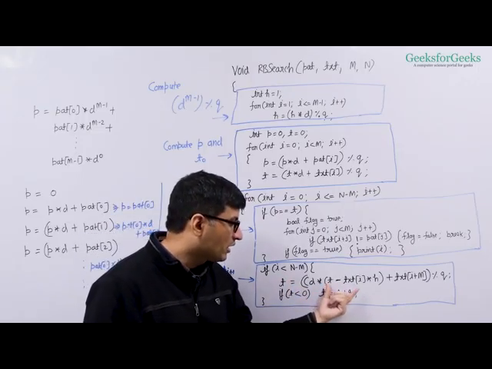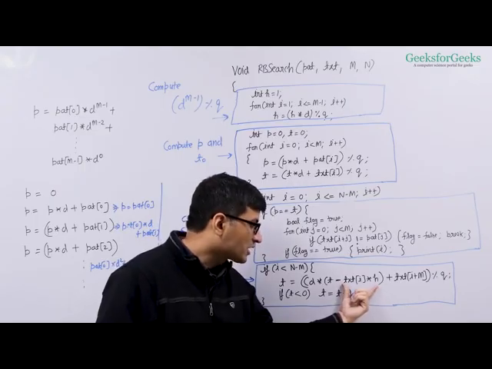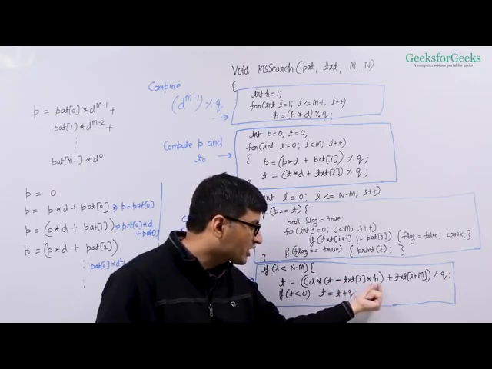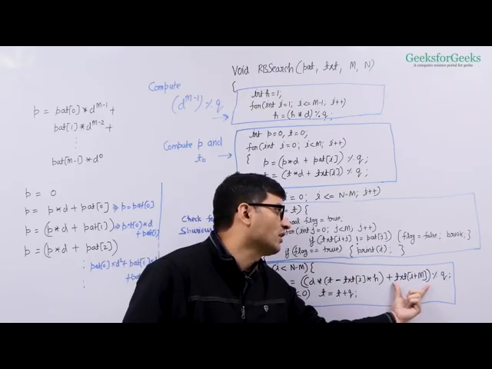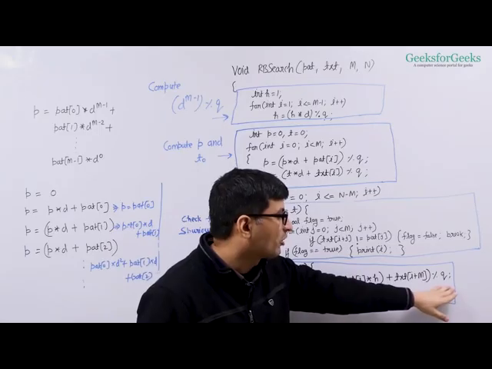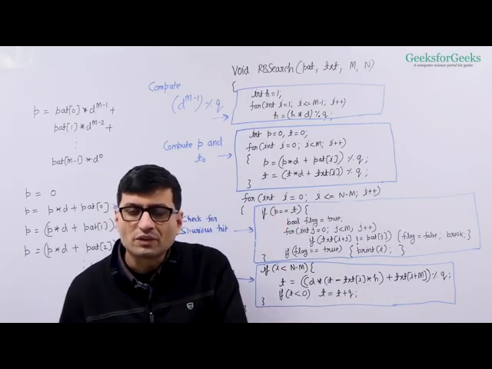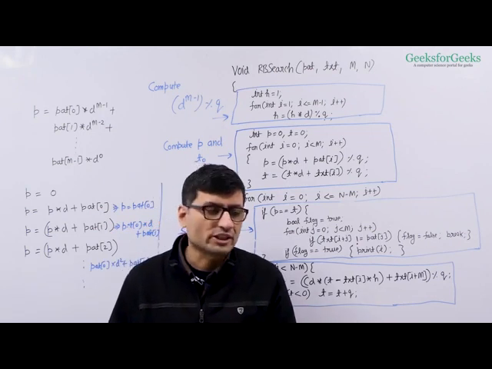We are going to subtract the previous window's first character multiplied by h, and then add the last character of the current window, and we need to do all these computations under modulo q. This is how we compute the hash function for the next window of text.